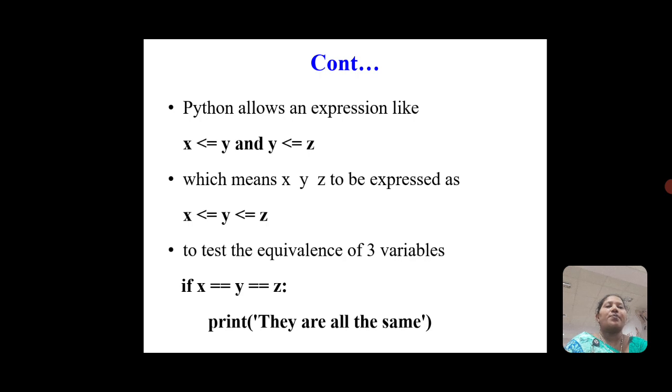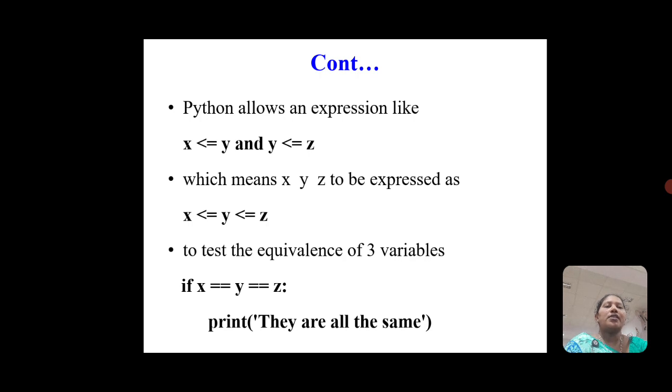Python allows an expression like x <= y and y <= z. What does it mean is given in the next line. It will check x <= y, and y <= z. You can combine this expression into a compound Boolean expression by using this and here. If you are using and, it means you are using a compound expression.